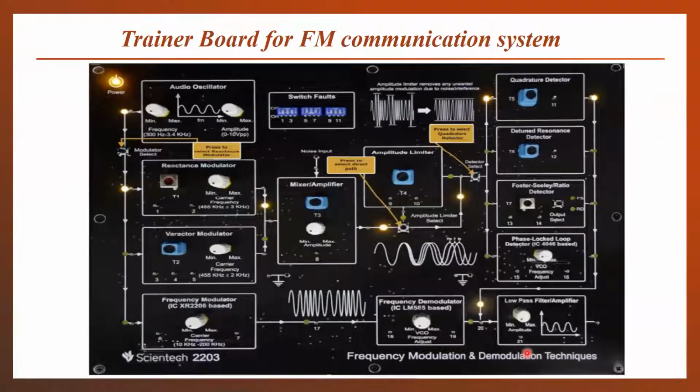The detectors present in this circuitry are the quadrature detector, detuned resonance detector, Foster-Seeley ratio detector, or PLL detector. I hope you have learned about all these detectors in the theoretical class. Foster-Seeley and ratio detectors are given in combined form, and again a switch is provided to decide, and LEDs are provided to show which detector you have selected.